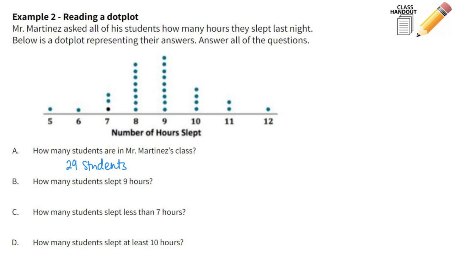Next question says, how many students slept 9 hours? So here's 9 hours. If we count the dots, that's 1, 2, 3, 4, 5, 6, 7, 8, 9. So that's 9 students. Then it says how many students slept less than 7 hours. Less than 7 hours would be 6 and 5. So that's 2 students. And then lastly, how many students slept at least 10 hours? At least 10 would be 10 and above. So that's going to be 7 students.